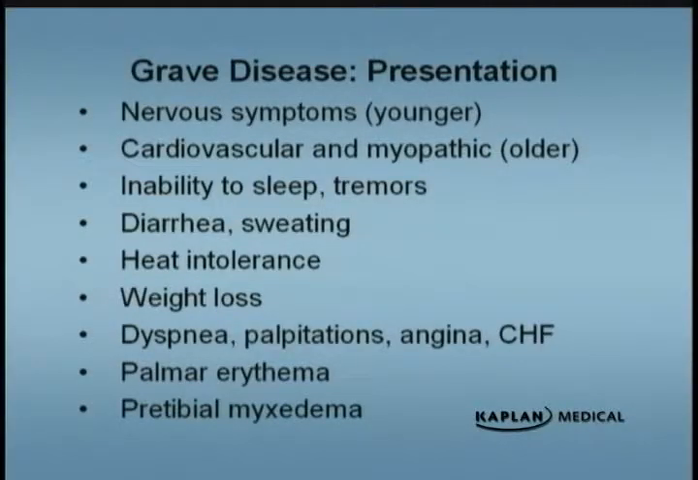Now, the presentation of Graves' disease is the nervous system symptoms, where they get jittery. They get tachycardia, like cardiovascular disease, and especially in older patients, they have a proximal myopathy, where they have difficulty standing and picking up things. And then they have the tremors and the inability to sleep at night. They may have diarrhea, sweating. Heat intolerance is very common, especially in warm places. And they have weight loss. Typically they have weight loss.